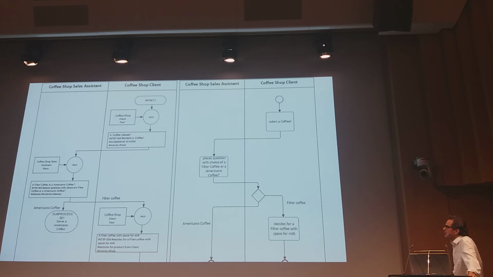Then we have the next process step, step 005. Coffee shop sales assistant Mary says, a filter coffee or Americano coffee. Step 005 places questions with choice of a filter coffee or Americano coffee. And then we see here we have a gateway with Business Process Modeling Notation 2.0 on the right side.